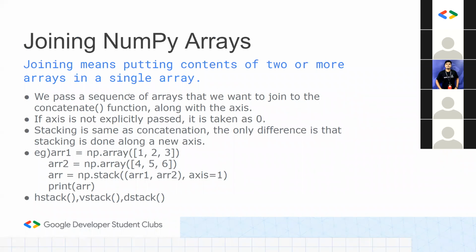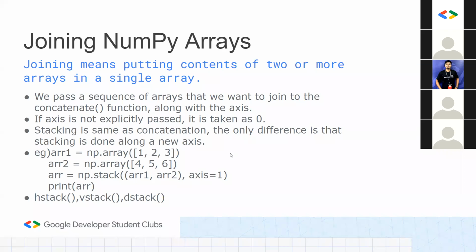And now let's understand how we join NumPy arrays. Joining is basically putting together the contents of two or more arrays in a single array. We pass a sequence of arrays that we want to join using the concatenate function. And we mention the axis, which is basically the dimension where we want to join. If axis is not explicitly passed, it will be taken as 0 by default.